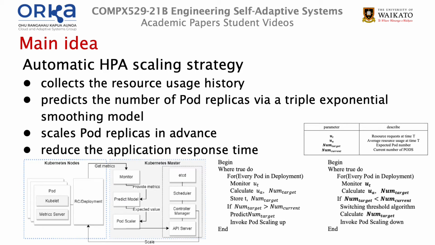So down on the bottom left there we have an interesting diagram which basically shows the engine here feeding into that bottom right box, the API server, which controls the Kubernetes stack. And then briefly described there are the algorithms for invoking pod scaling up and pod scaling down. Fairly simple. The tricky bit is the triple exponential smoothing model, which has a fair bit of mathematics behind it, and I invite you to read the paper.